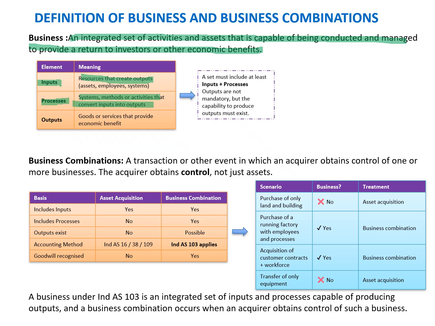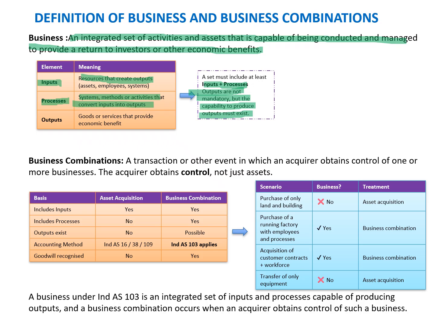So a set must include at least input plus processes. Outputs are not mandatory, but the capability to produce the output must exist. Which means the kind of resources and assets that we are acquiring, and the processes that we are acquiring, ensure that the entity is going to use those resources to produce the output. So this is the major differentiator between the asset acquisition versus the business acquisition.